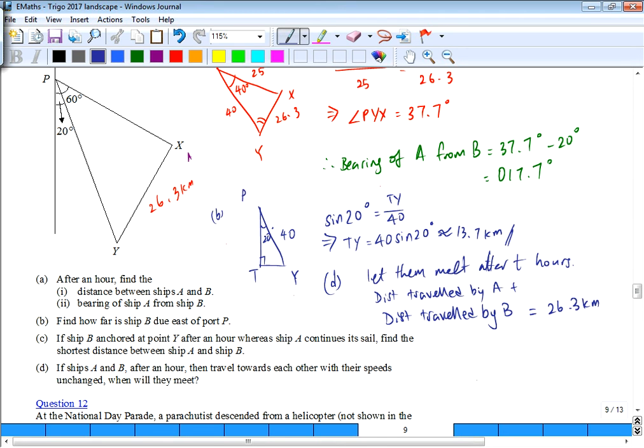So what's the distance traveled by A? So 25t plus 40t equals 26.3. Solve for t, which is 0.4046 hours, which is 24 minutes. They meet after 24 minutes.